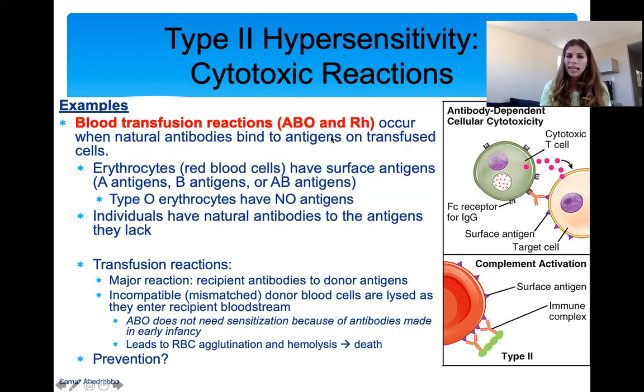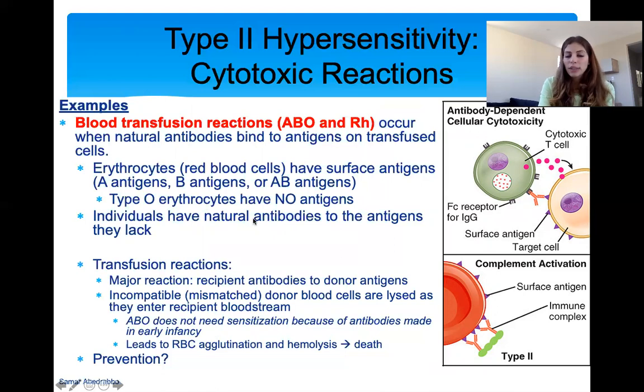So with blood transfusion reactions, they occur when your body's antibodies start targeting antigens on transfused blood. This is why you have to make sure that the blood you give someone, if you're giving someone blood, matches what they are able to take. So your red blood cells, called erythrocytes, have surface antigens. So if you're type A blood, your body makes A antigen. If you have type B blood, you make B antigen. If you have AB blood, you make A and B antigen. And type O red blood cells or erythrocytes make no antigens.